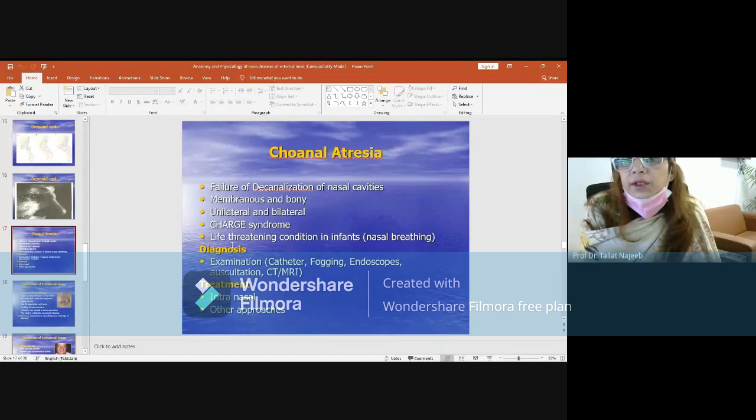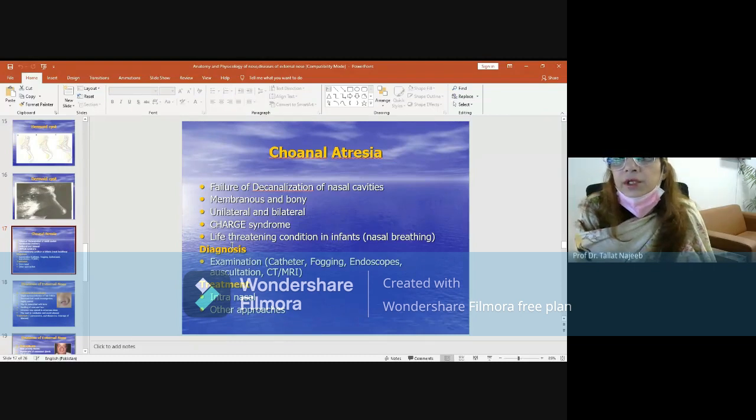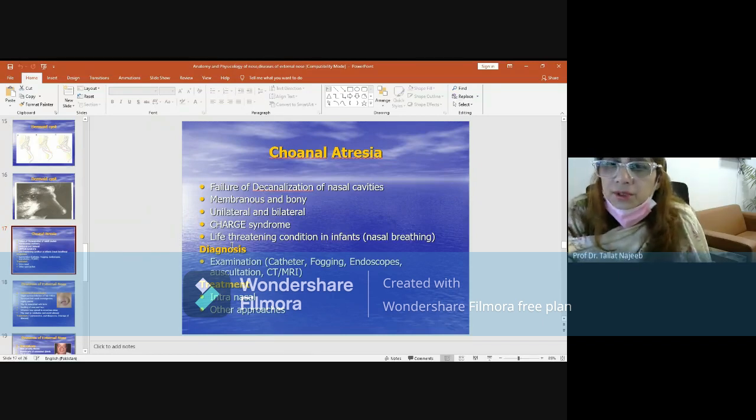It is a life-threatening condition if it is bilateral. So if a patient by birth has bilateral choanal atresia, bilateral obstruction of the nasal cavity, the patient will present with severe cyanosis and respiratory distress. And when you put an airway in the mouth, the patient will start breathing. So you can assess that the problem is in the nose, and when you bypass this obstruction, breathing gets normal. Okay, so this is the diagnosis of choanal atresia.